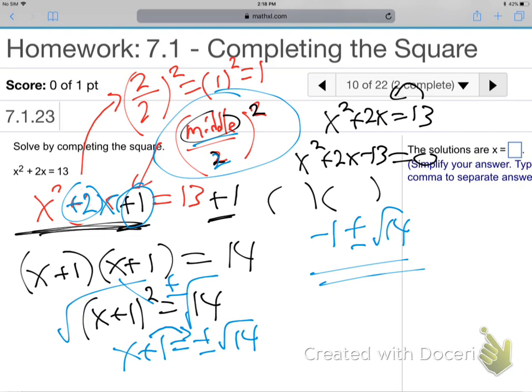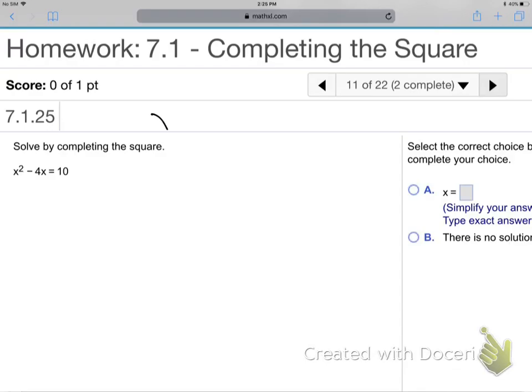Do you realize this new little trick we're doing is enabling us to solve problems we could never have solved before? By finding that magic third number that makes it become a perfect square, we can solve it when we could not have before. All right. So this one. All right. So x squared minus 4x is 10.